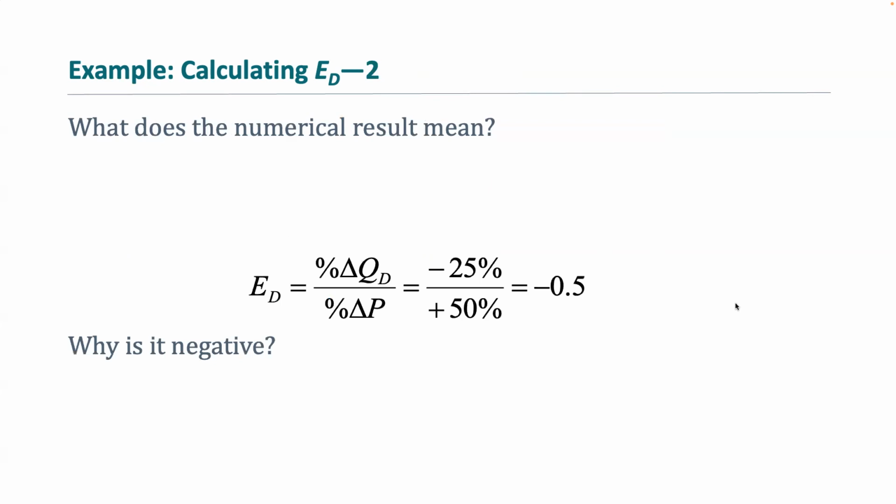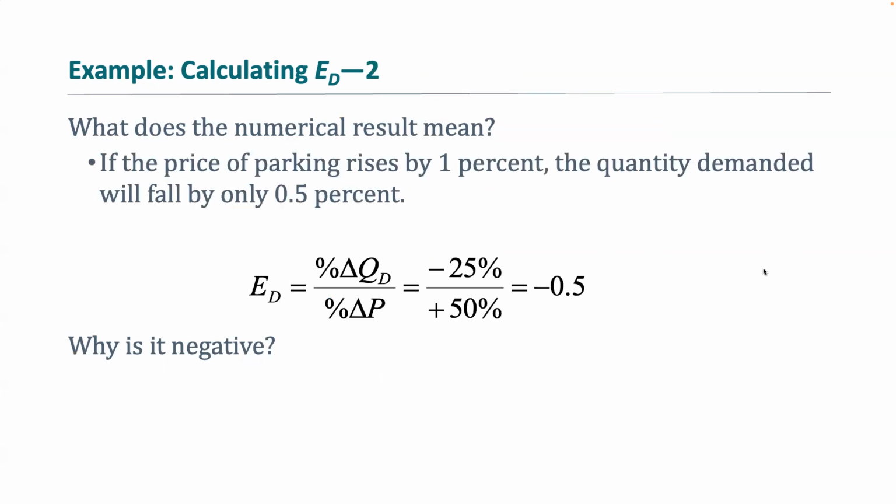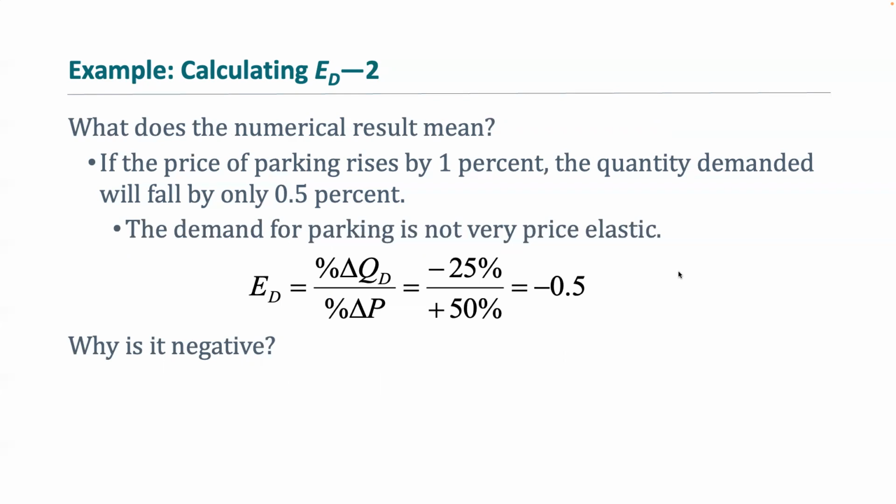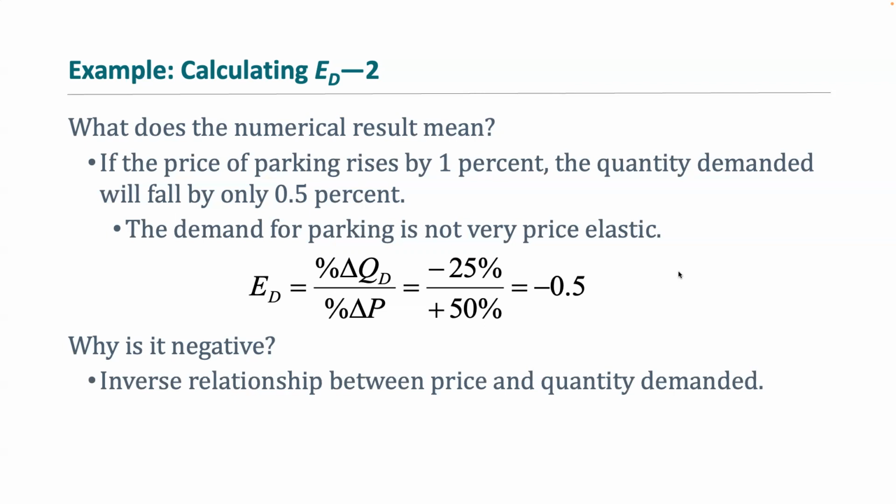So what does this numerical result of negative 0.5 mean? If the price of parking rises by 1%, the quantity demanded will fall by only 0.5%. Why is it negative? That's just because the demand for parking is not very price elastic, and there is an inverse relationship between price and quantity demanded. So this tells me it will be decreasing, and this is telling me the percentage by which it will be decreasing. If we had received a positive result, then it would have been increasing by that particular percentage.